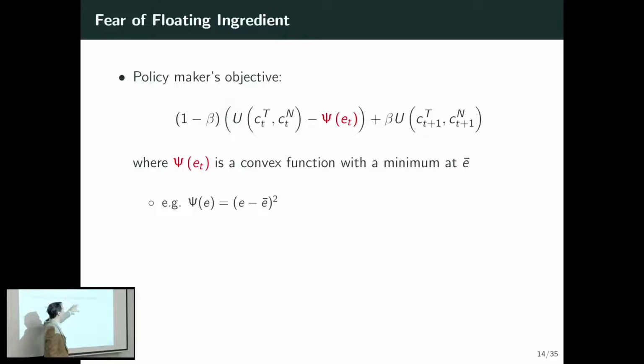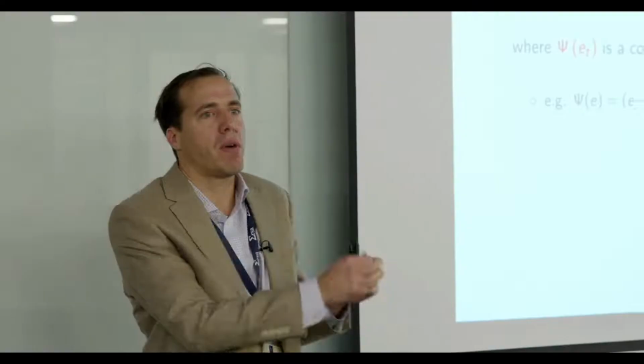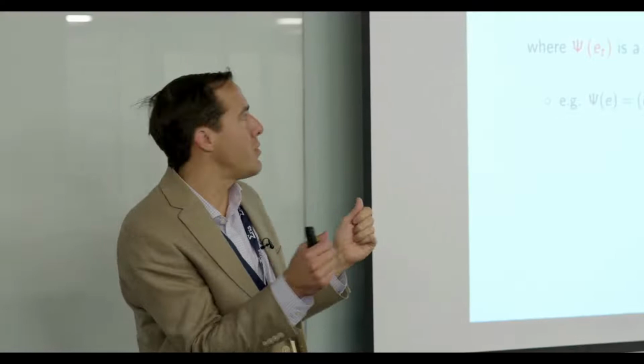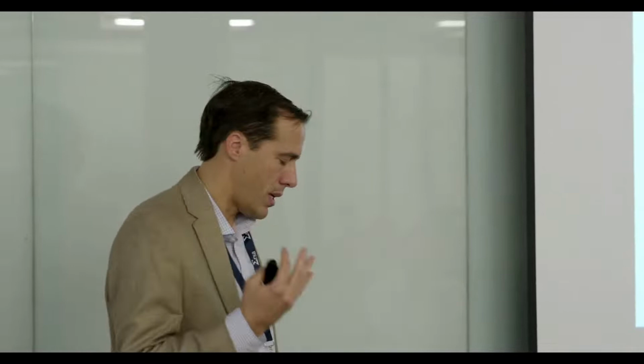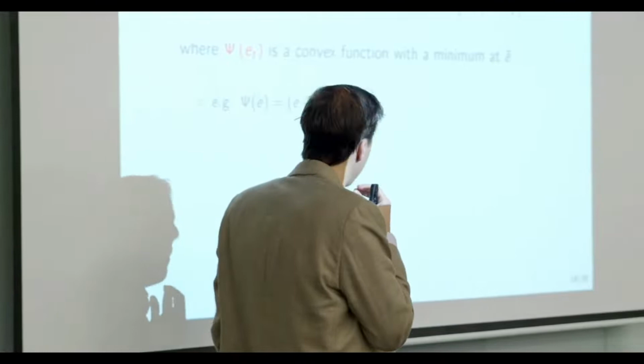One extreme assumption is a fixed exchange rate, where the central bank at all times is going to want to have E_t equal to E bar. But you can think more generally about economies, maybe where there's some inflation targeting and the central bank wants to avoid inflation costs. And to do that, it needs to control the exchange rate.